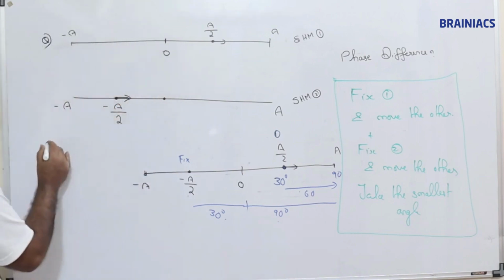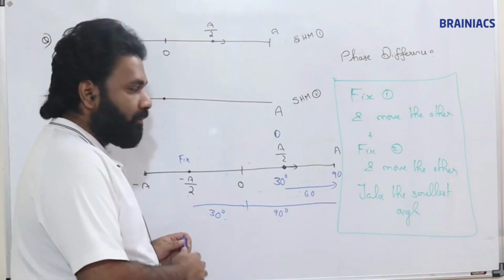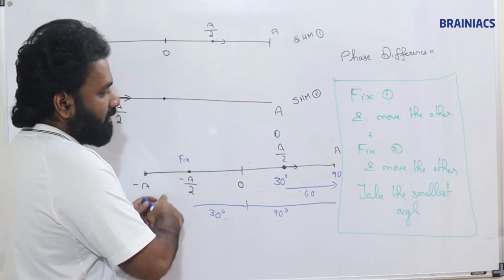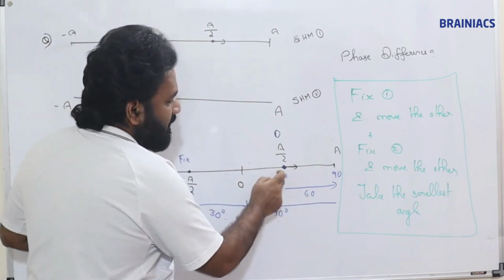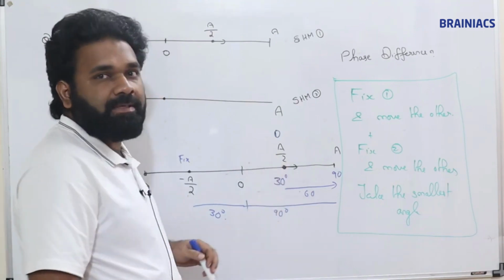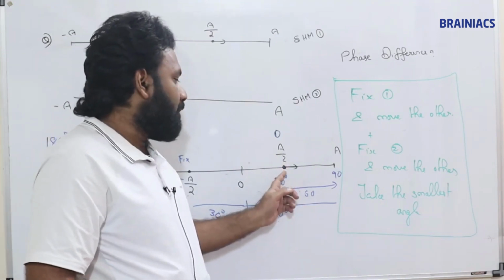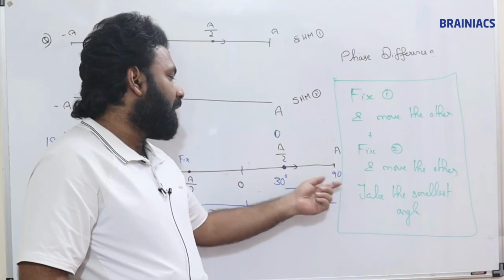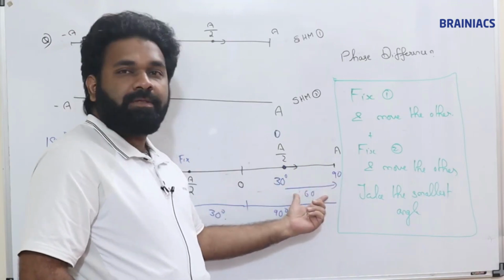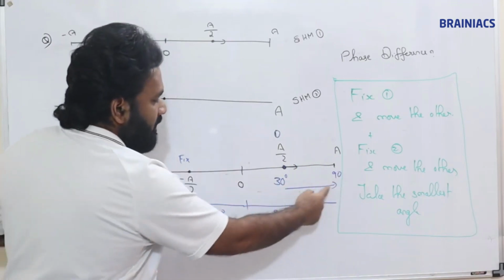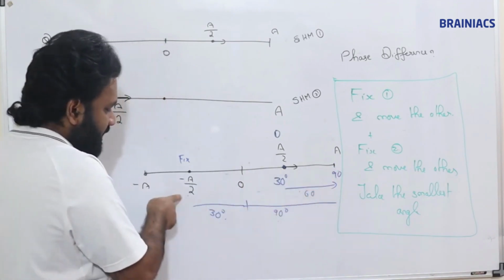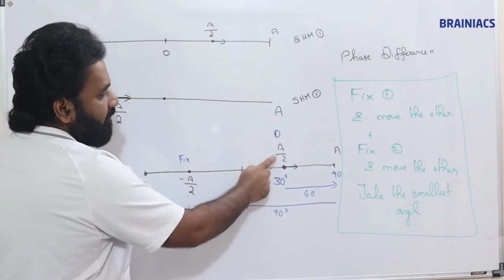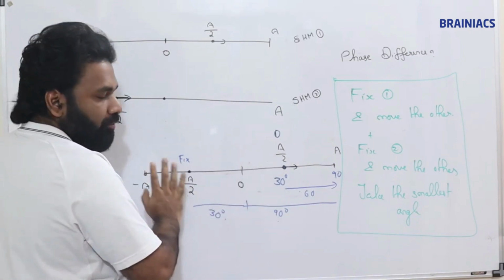So to solve this question, this is fixed. Now we will move this SHM. This is already at A by 2, which means it is at 30 degree. So from A by 2 to A, 30 degree to 90 degree, 60 degree will come. Then it will come back to the mean position, because it will have to move till this. We are going to find out the phase difference between this and this.